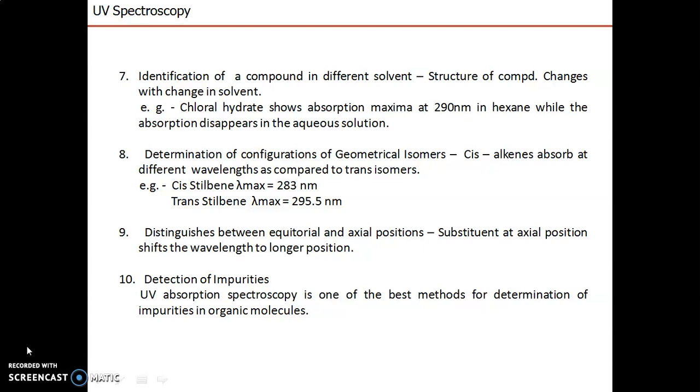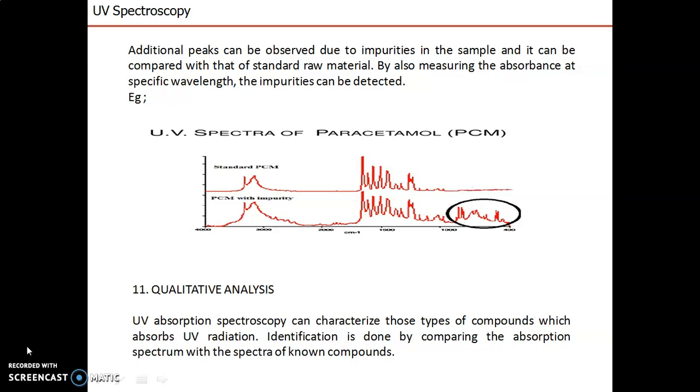Then detection of impurities. UV-visible spectroscopy is one of the best methods for determination of impurities in organic molecules. Additional peaks can be observed due to impurities in the sample and can be detected by comparison with the standard raw material. By also measuring the absorbance at a specific wavelength, the impurities can be detected. In the structure, we see that the standard PCM, that is paracetamol sample, gives the spectra. But if paracetamol has an impurity, we get extra peaks. So extra peaks indicate impurities in the sample. In this way we can identify impurities in the sample by using UV-visible spectroscopy.